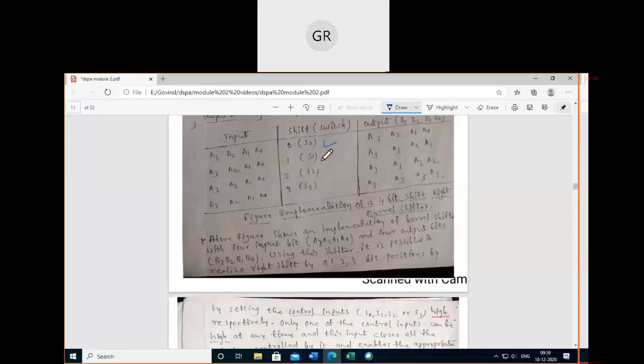Here, the above figure shows an implementation of a barrel shifter with 4 input bits A3, A2, A1, A0 and 4 output bits B3, B2, B1, B0. Using this shifter, it is possible to realize right shift by 0, 1, 2, 3. Here, 0th position, first position, 1 shift, 2 shift, and 3 shift. Please see here, always the most significant bit is here.